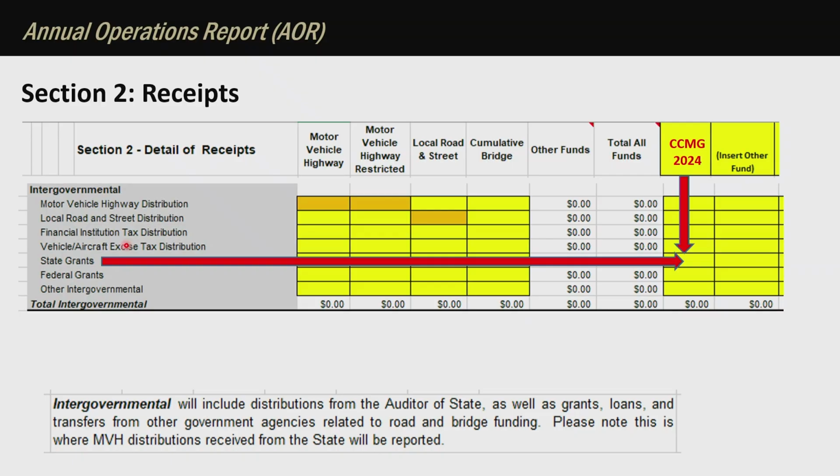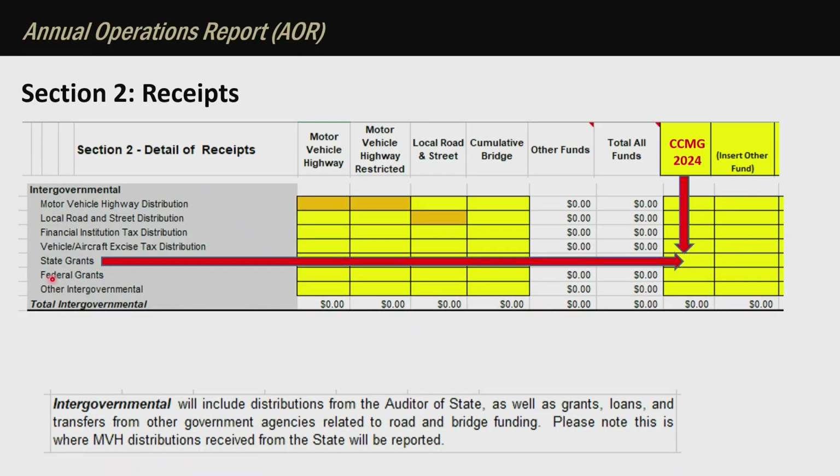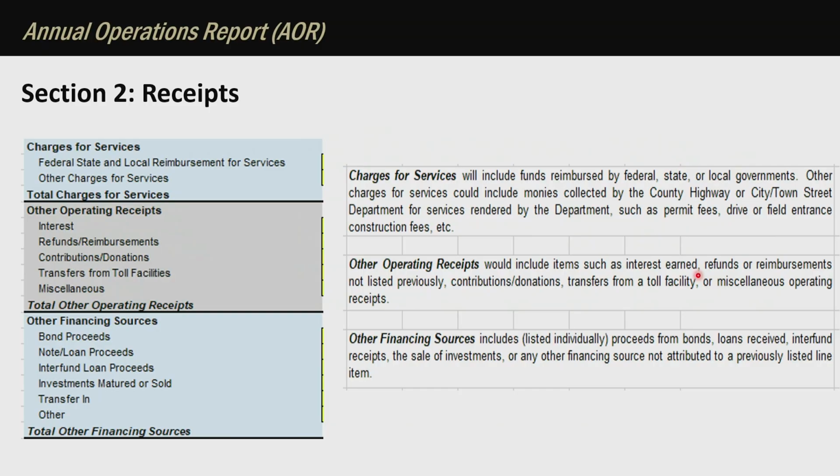Now, if you had a federal aid project, bridge inspections, or a road project, a safety project, you would put in that designation number you have from INDOT or that fund description here, and then you would put it under the federal grants line corresponding to that federal project fund that you have for that project.